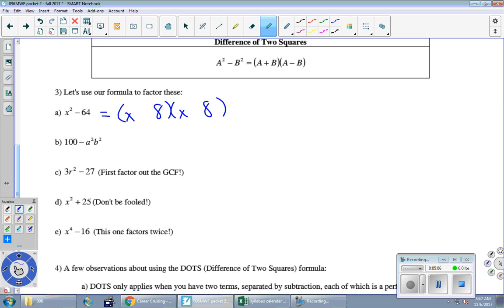And the formula says 1 plus, looking at this a plus b, a minus b business. 1 plus, 1 minus, and it's done.